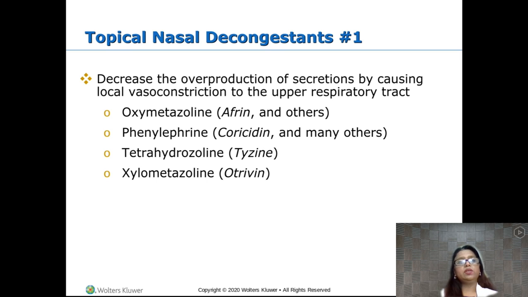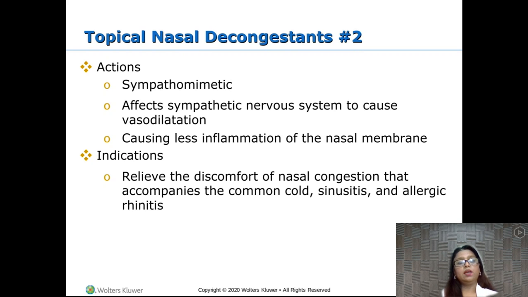Nasal decongestant, something to decongest the nasal tract. What are those? Phenylephrine is the one which is very commonly used. So I would just say phenylephrine, tetrahydrozoline, and xylometazoline. Actions: they're sympathomimetics. They will increase the sympathetic nervous system responses to cause vasoconstriction, causing less inflammation of the nasal membrane. Indications: to relieve the discomfort of nasal congestion that accompanies the common cold, sinusitis, and allergic rhinitis.